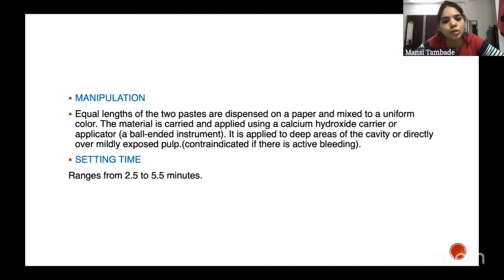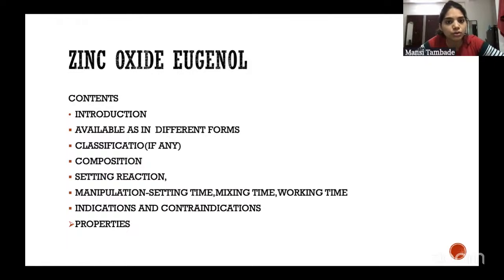You can definitely check the textbook directly to see what is accurately given in standard textbooks. Okay. Coming to zinc oxide eugenol, see, I have explained two cements, GIC and calcium hydroxide.